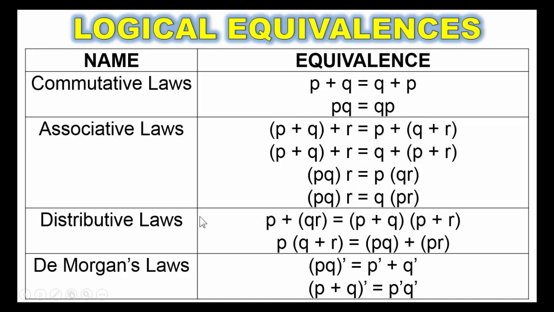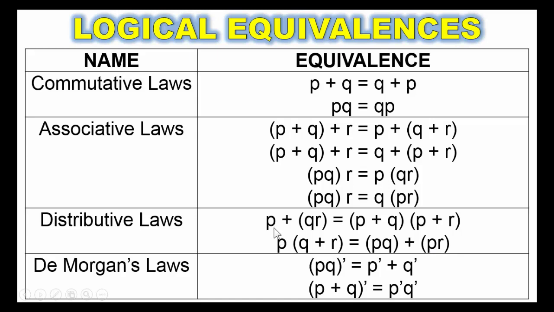The distributive laws state that P or quantity Q and R is equal to quantity P or Q and quantity P or R. Another is P and quantity Q or R is equal to quantity P and Q or quantity P and R. These distributive laws are similar to algebra's distributive property.